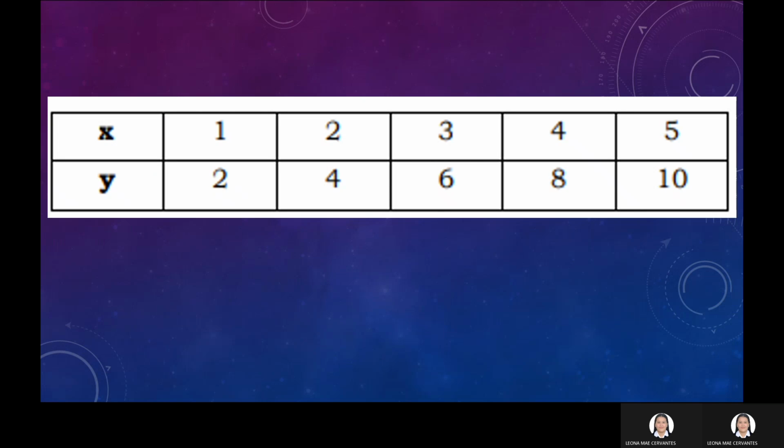So for x, we have positive 1, positive 2, positive 3, positive 4, positive 5. And for y, we have positive 2, positive 4, positive 6, positive 8, and positive 10. Since the x coordinates or the domain are all unique, then this is considered as function.